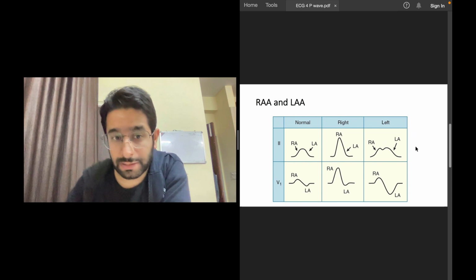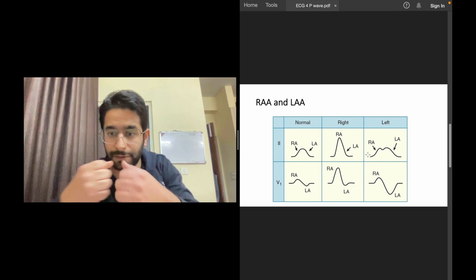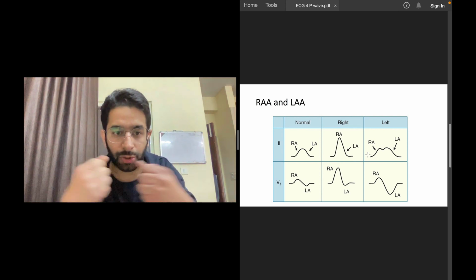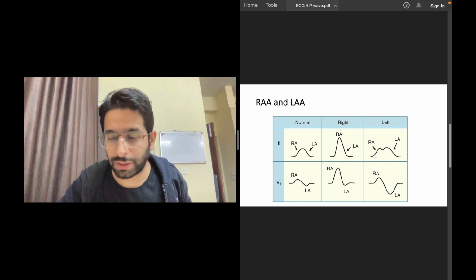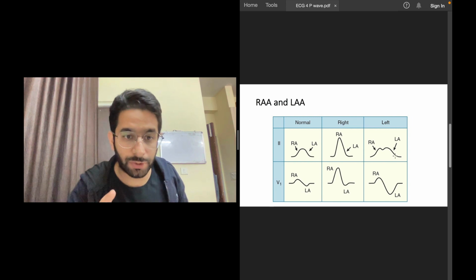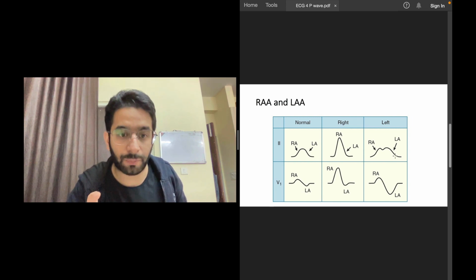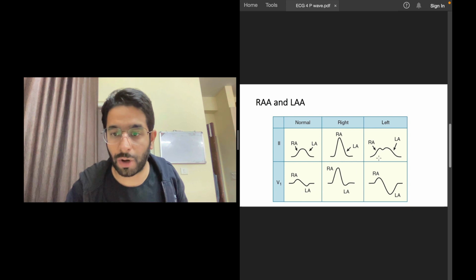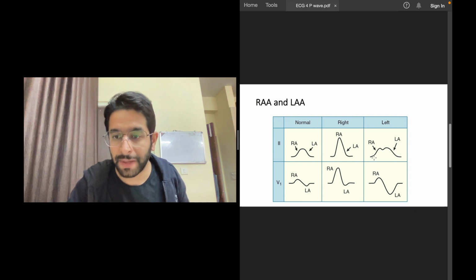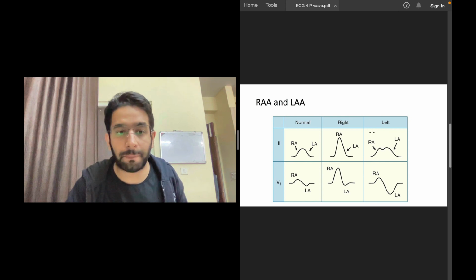And then subsequently, let's look at the left atrial abnormality. Now in this situation, the P wave is as if it's stretched apart. Its duration is increased. So the duration is prolonged. And what was the normal duration? Less than 120 milliseconds or 0.12 seconds. So in this situation, it's prolonged to more than 120 milliseconds. And it appears as a notched wave, which is why it's called P mitral.